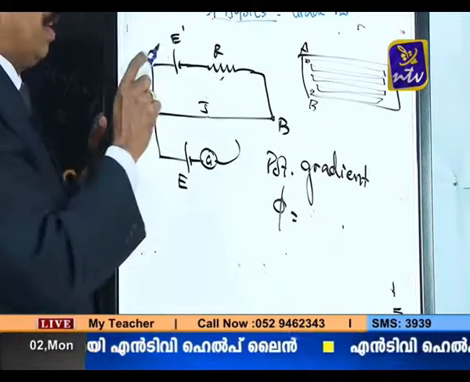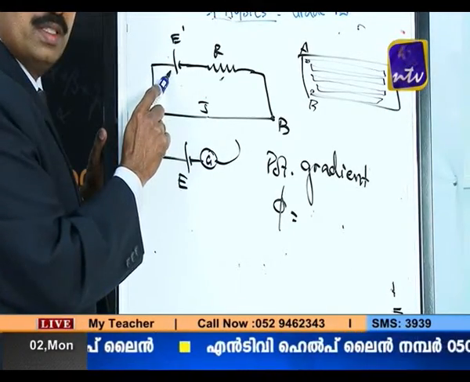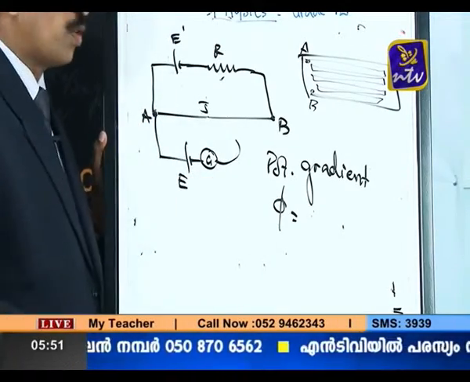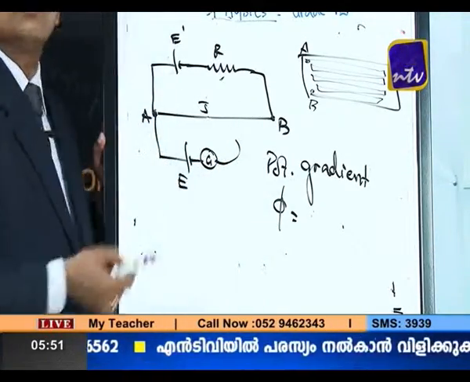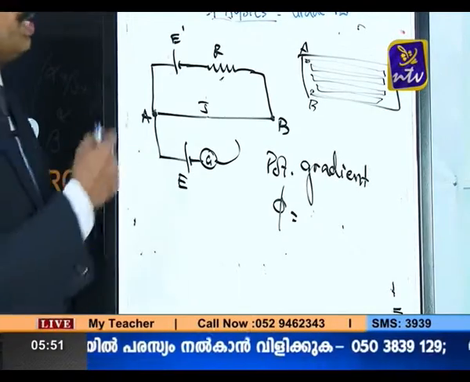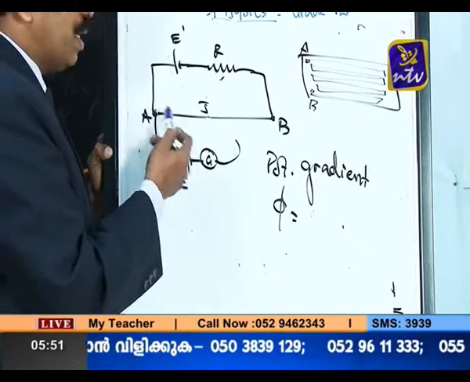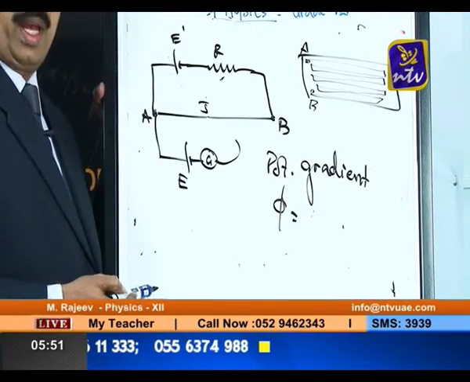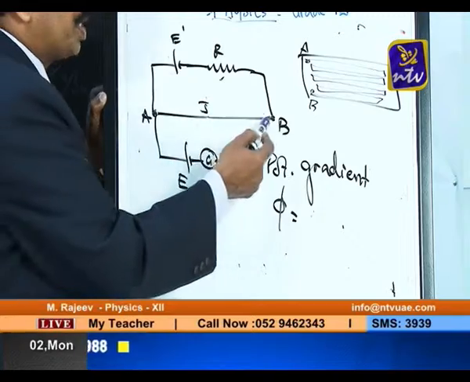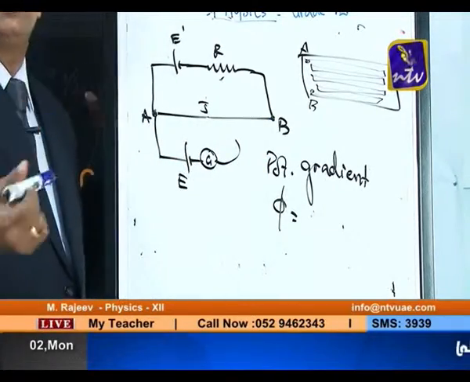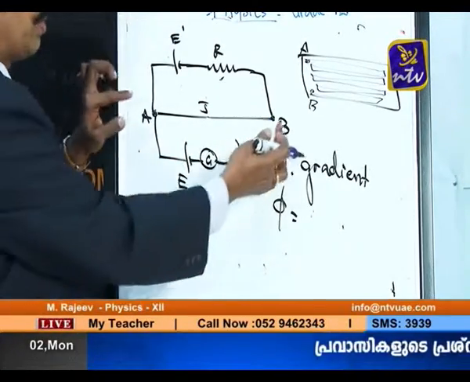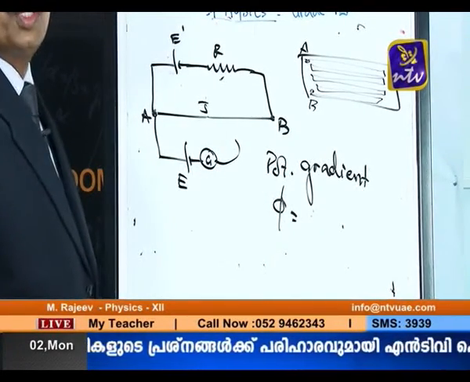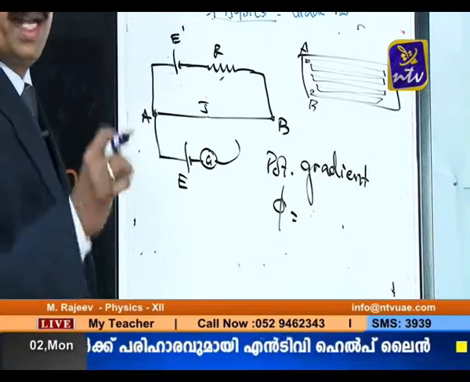Once again, I am talking about the primary circuit: the EMF divided by the total resistance, which includes this as well as the resistance of the wire AB, will give you the current. That current multiplied by the resistance of the wire AB gives the potential difference across the wire AB. Then that potential difference divided by its length, maybe 10 meters or 8 meters, gives what? The potential gradient. That's the potential gradient.